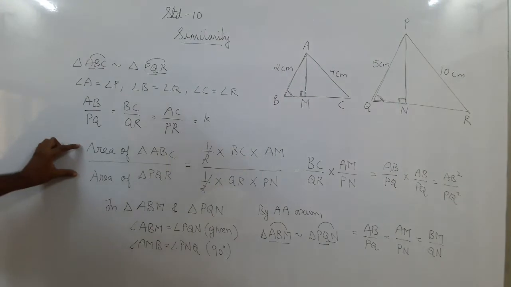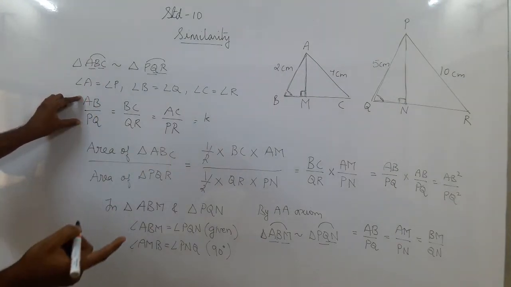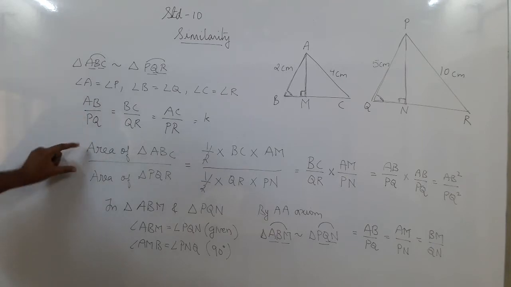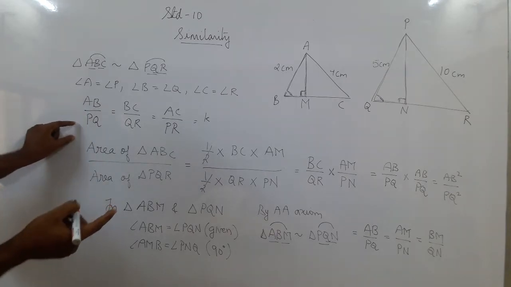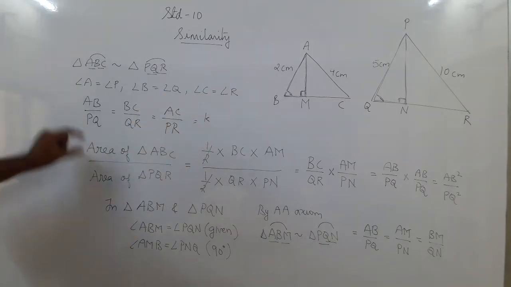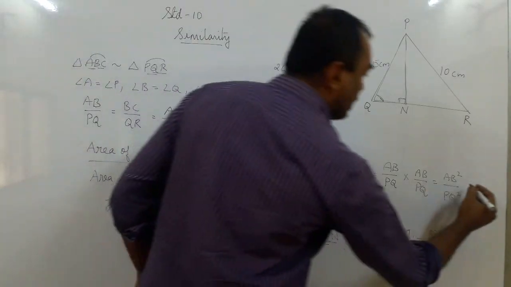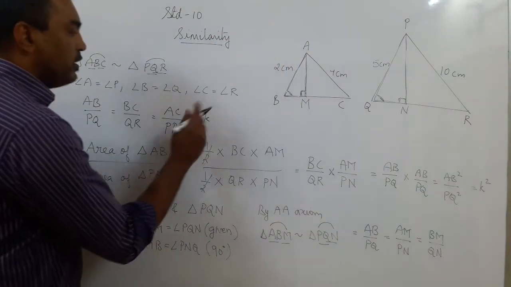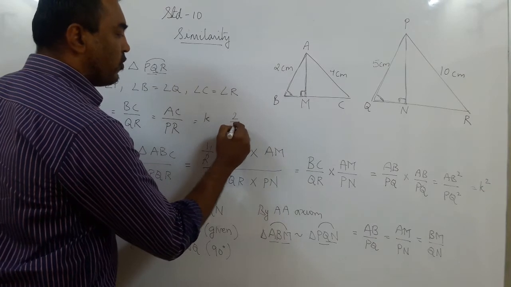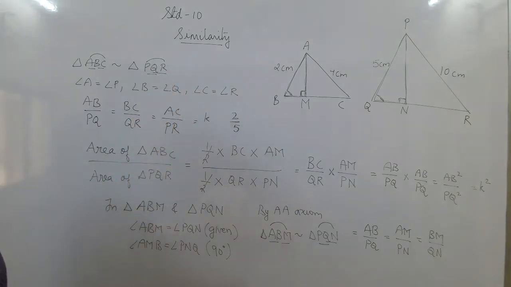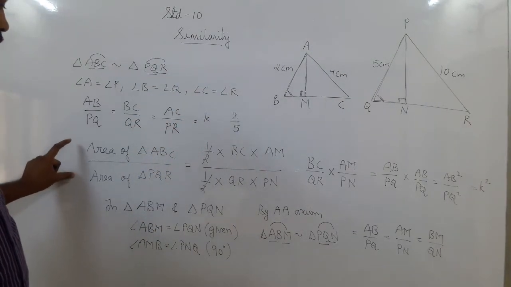So what did I get? If the two triangles are similar, then the ratio of their areas is the square of the ratio of the corresponding sides. In perimeter, the ratio was AB upon PQ, the same ratio. But in area, the ratio becomes the square of the corresponding side ratio. So if this ratio was K, then the area ratio becomes K square. In the previous example, ratio K was how much? 2 upon 5. Remember? The ratio was 2 upon 5. So perimeter ratio was also 2 upon 5. But what will be the ratio of the areas?